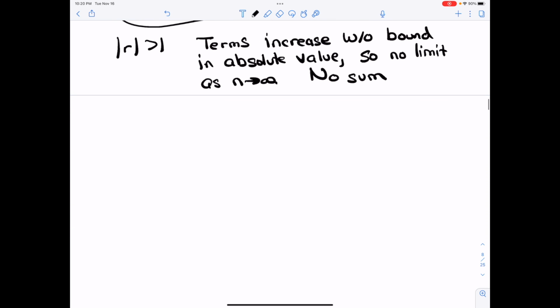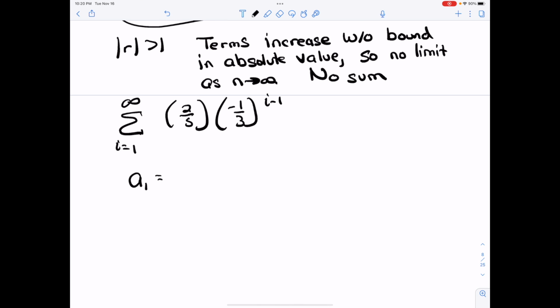Okay, let's do an example there. Let's say you're trying to do the sum of i equals 1 to infinity of 2/5 times negative 1/3 to the i minus 1. Okay. So what do you got for a sub 1? Well, for a sub 1, 1 minus 1 is 0. That would be 2/5. A sub 1 is 2/5.